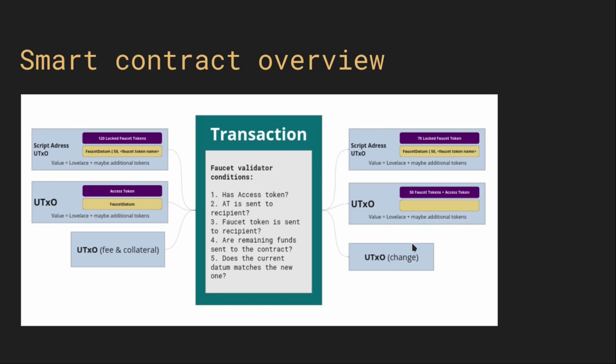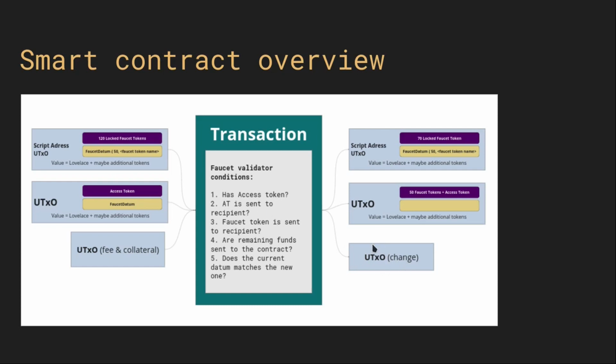And in the part of the outputs, we have a UTXO in the faucet script address, and here we have the remaining funds. Here we have the same datum, and we have another UTXO with the faucet tokens that we took, and the access token. And lastly, we have the UTXO with some change.